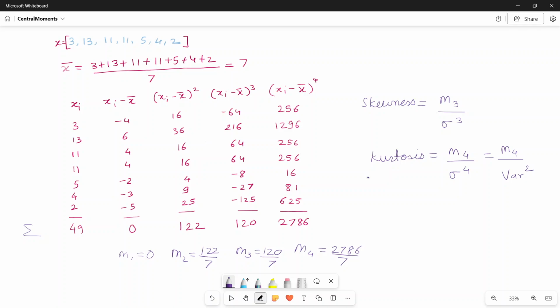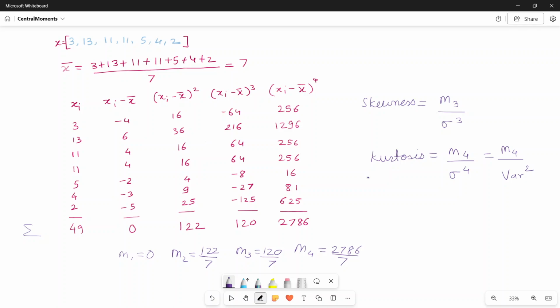And kurtosis, the interpretation is either the fatness of the tails are normal, as in normal distribution, or the tails are thicker and the peak is flatter or lower in case of platykurtic, or the tails are thinner and the peak is taller, as is the case in leptokurtic distributions. Okay, so that's it for the calculation and interpretation of central moments.